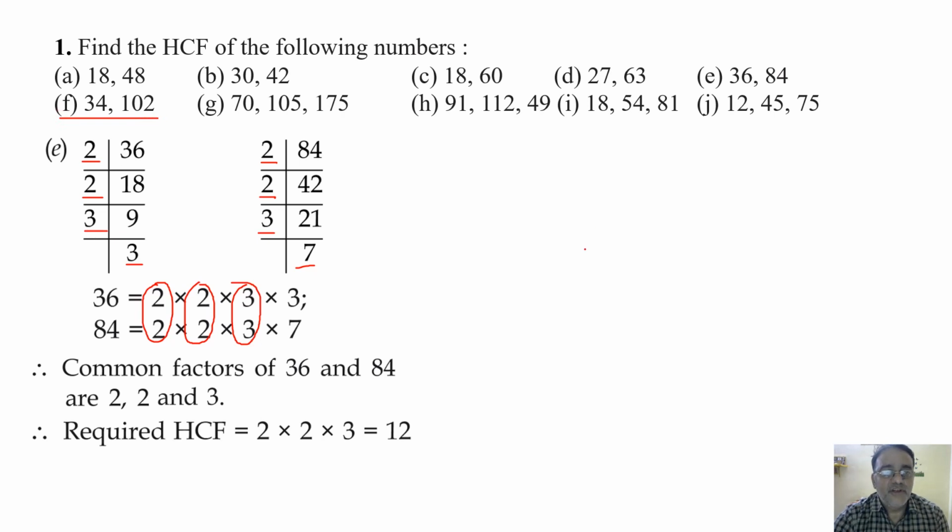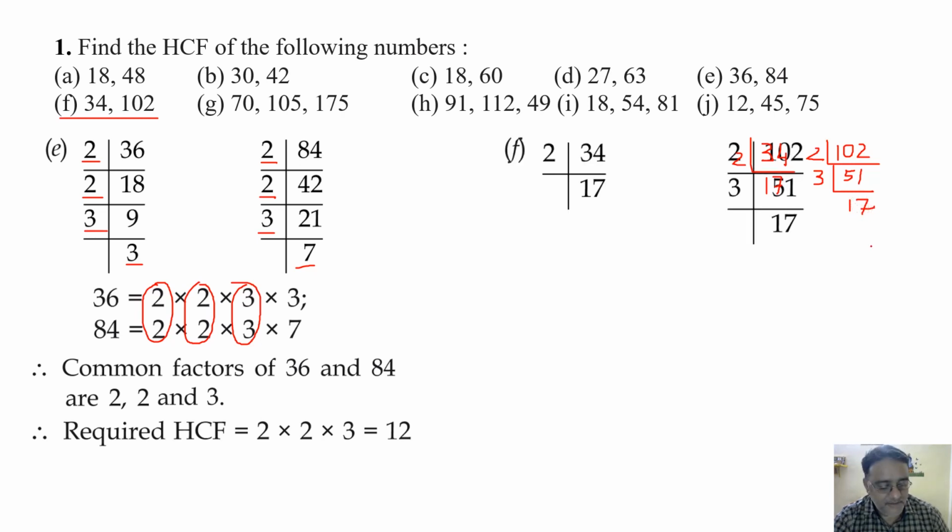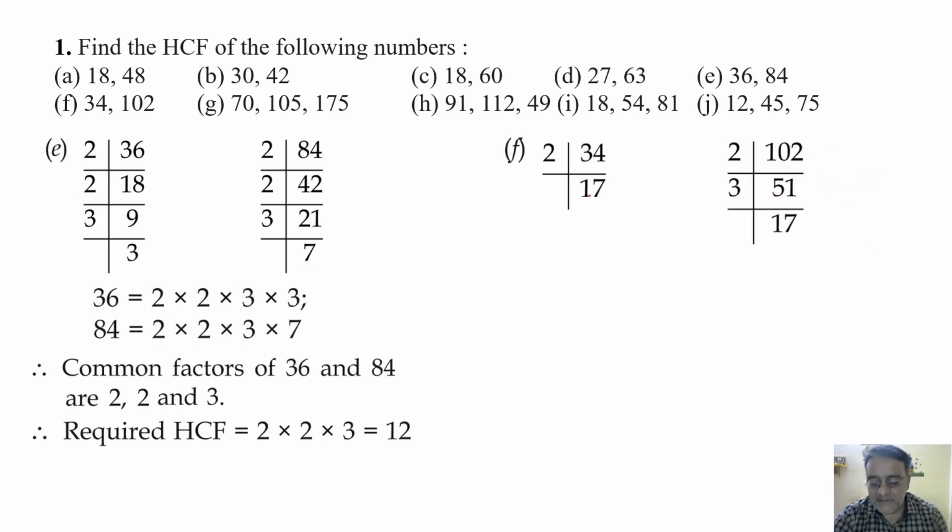F bit: 34, 102. So ध्यान से देखो, 34 हम लोग निकाल रहे हैं पहले. 34 you divide by 2. So we'll get 17. 17 is a prime number. Stop. Next is 102. We have to divide it by 2 first. 51. Now divide by 3. You will get 17. Stop. Right. So we got 2 into 17 for 34, and 2 into 3 into 17 for 102.